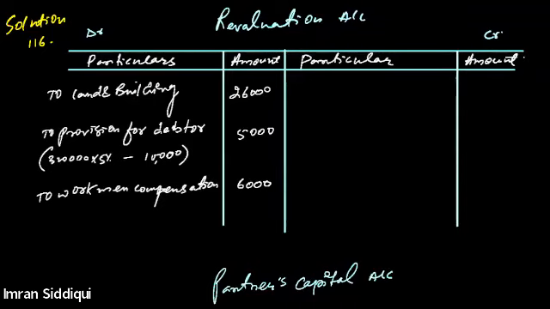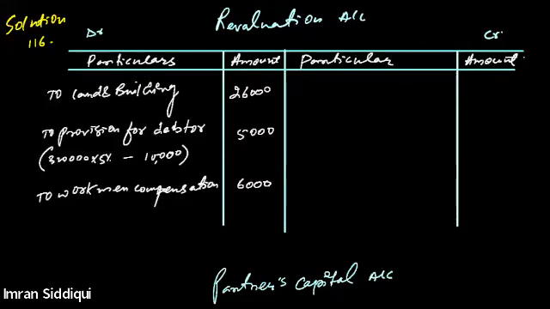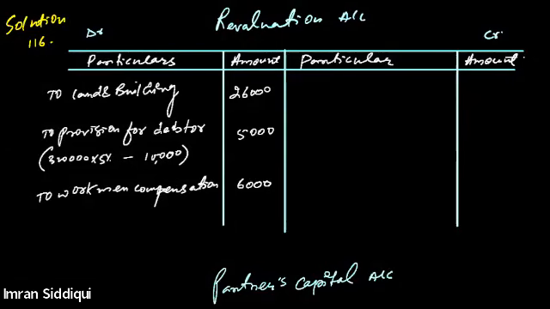Okay, now we need to find the balance of the revaluation account. That will be 26,000 plus 5,000 plus 6,000. It will be 37,000, I guess. And this 37,000 will be distributed between Madhu and Vidhi in their old profit sharing ratio. Is that right? Okay. So let me just total these values. Let me check whether I'm getting the right answer or not. So 31,000, and this will be distributed in the old ratio.